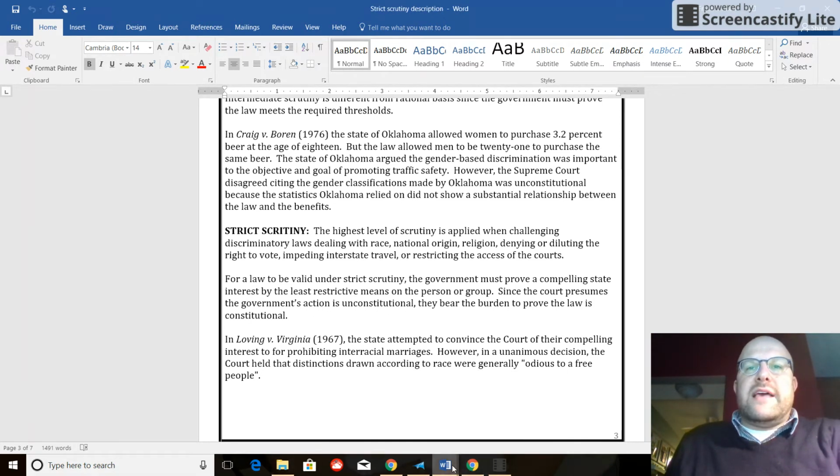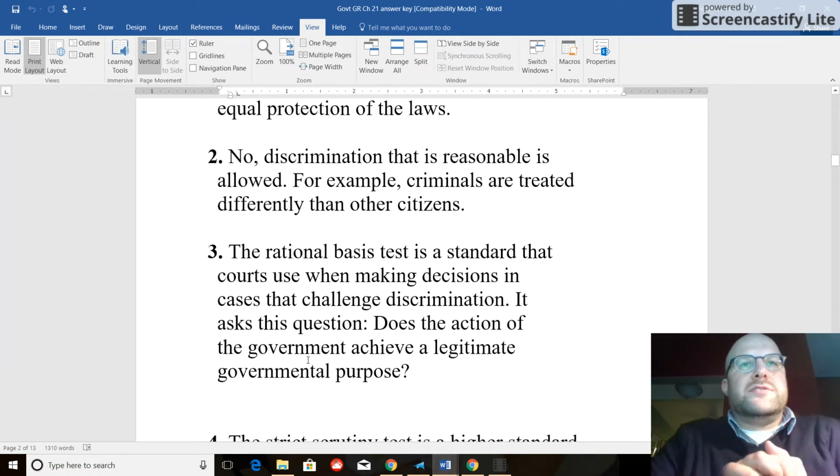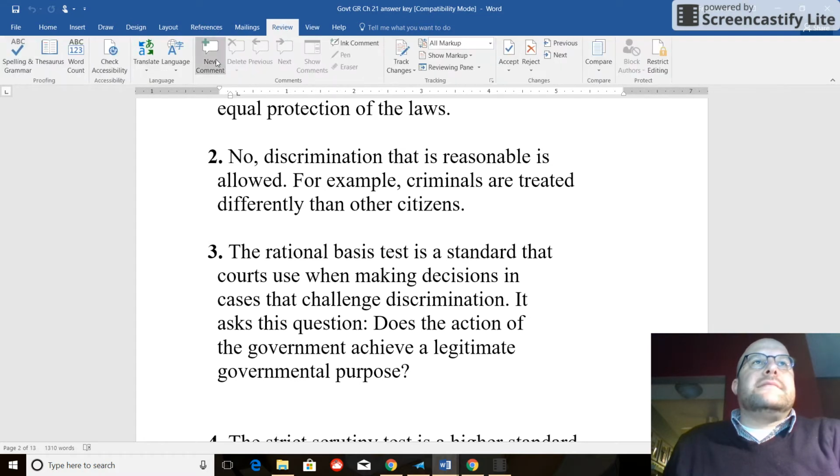So this, I should have this up as I'm looking at it. Rational basis is the standard that courts use when making decisions that challenge discrimination. Does the action achieve a legitimate government purpose? That's the question that has to be asked.